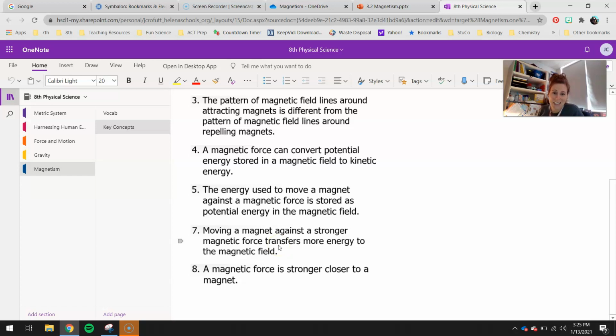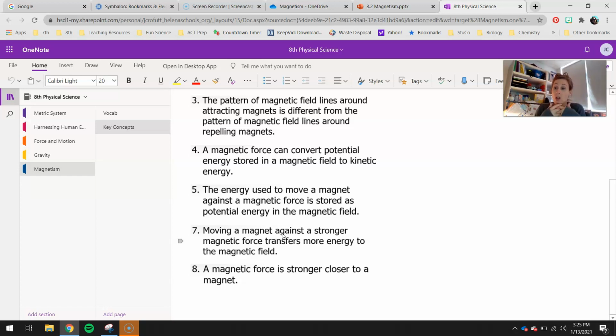Moving a magnet against a stronger magnetic force transfers more energy to the magnetic field, and a magnetic force is stronger closer to a magnet. So those are very similar to each other. But just as a refresher from last time, when we're talking about moving with a magnetic force or against a magnetic force, remember that if you have two attracting magnets or two repelling magnets, there's a way that they naturally want to move either together or away from each other.